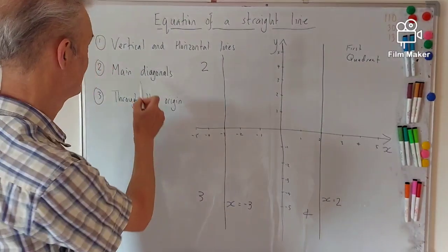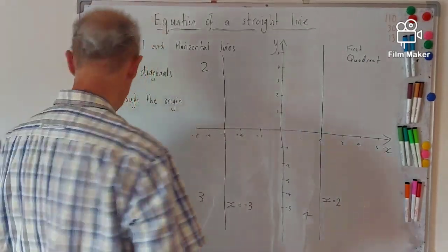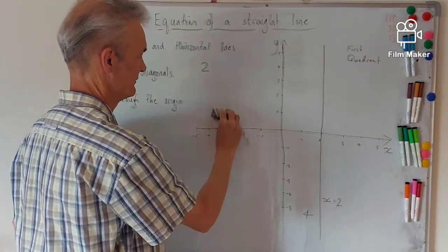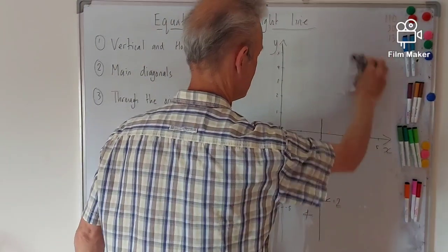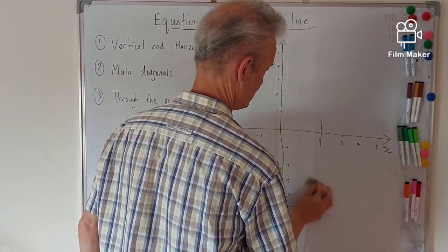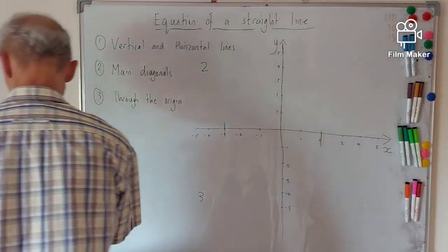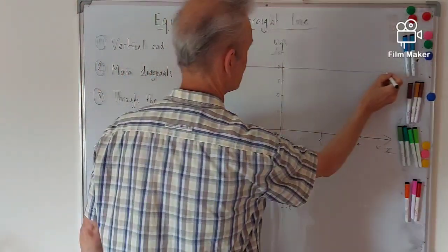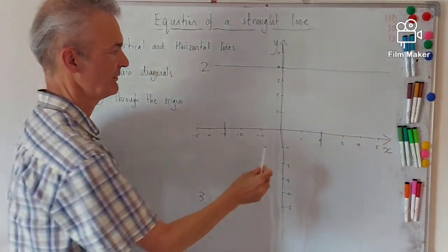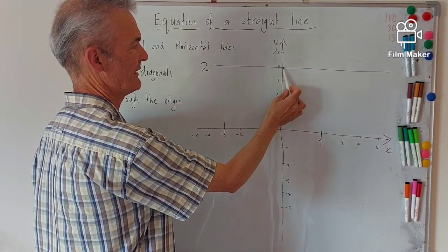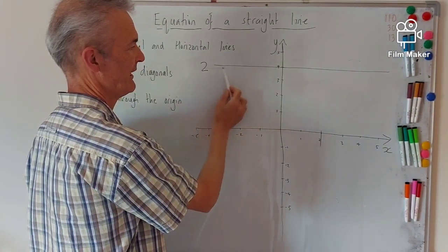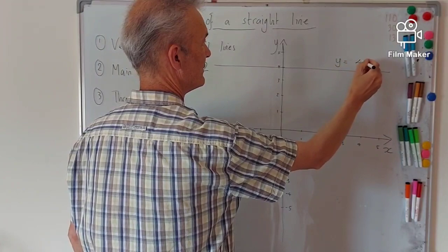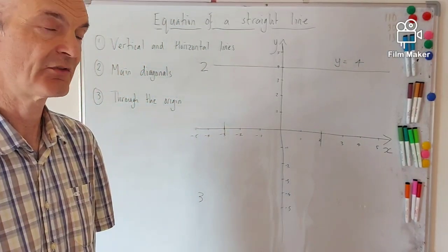So let's have a look at horizontal. I'll just rub these off first. Okay, so if I draw a horizontal line here, you can see on this one we are crossing through where y equals 4. And again, anywhere along that line, y equals 4. So that line is described as the y equals 4 line.